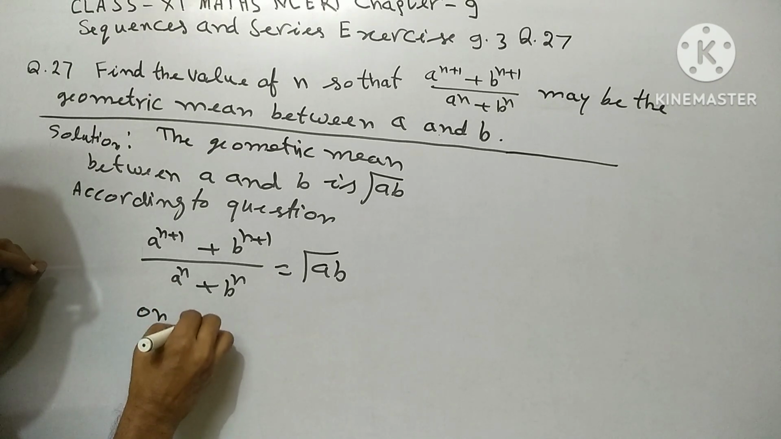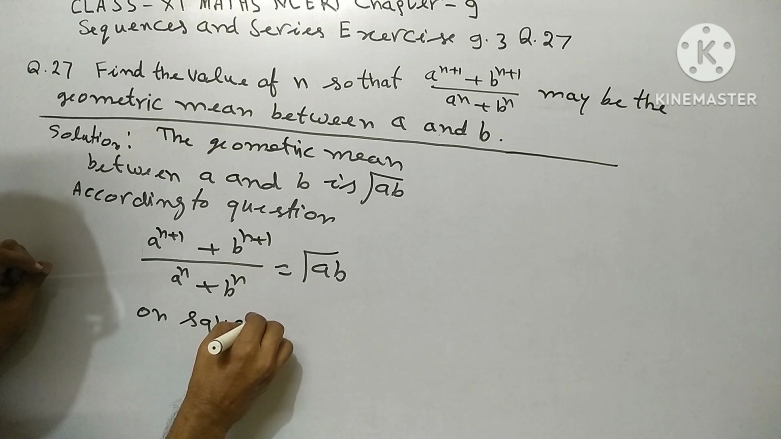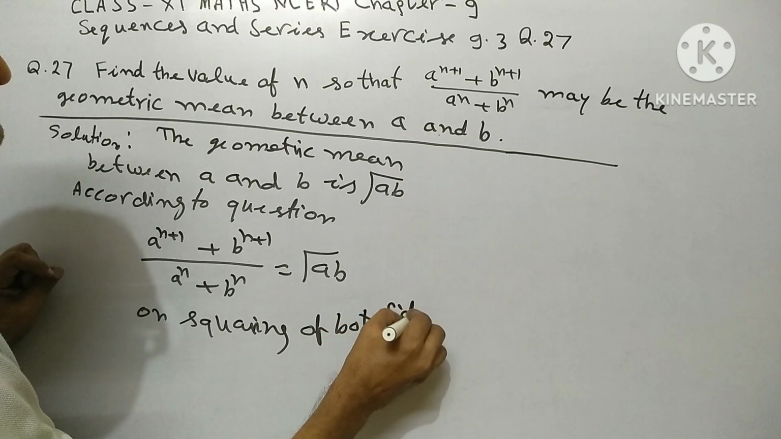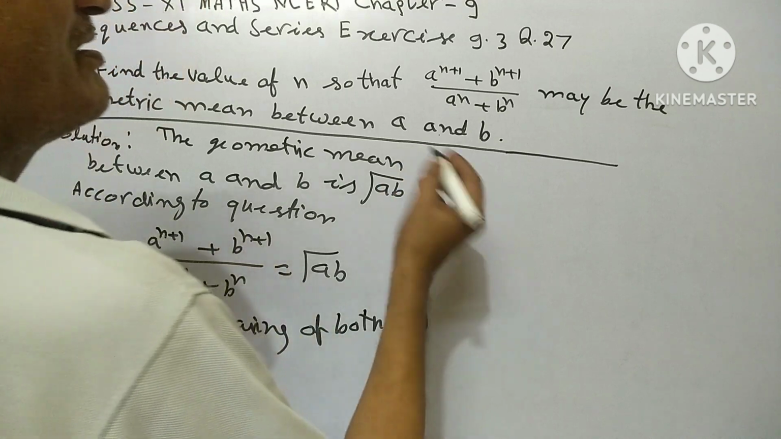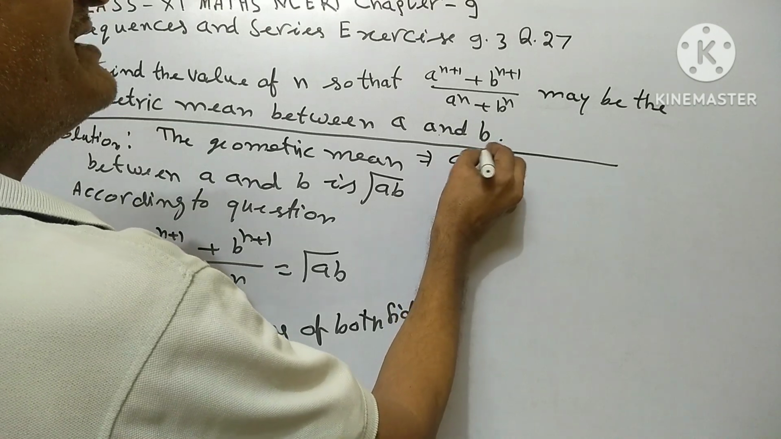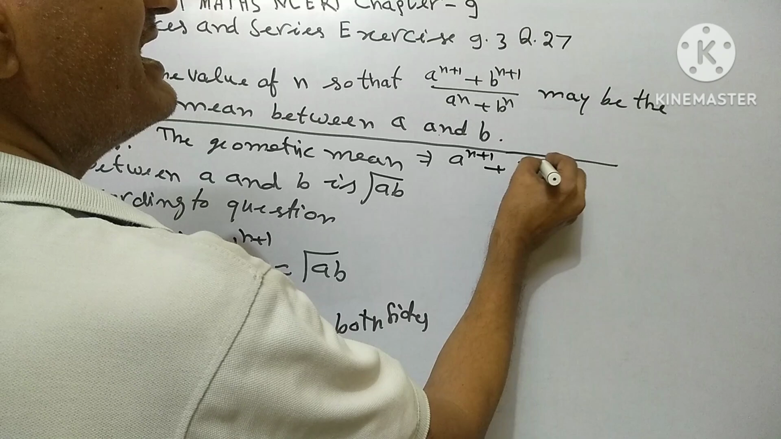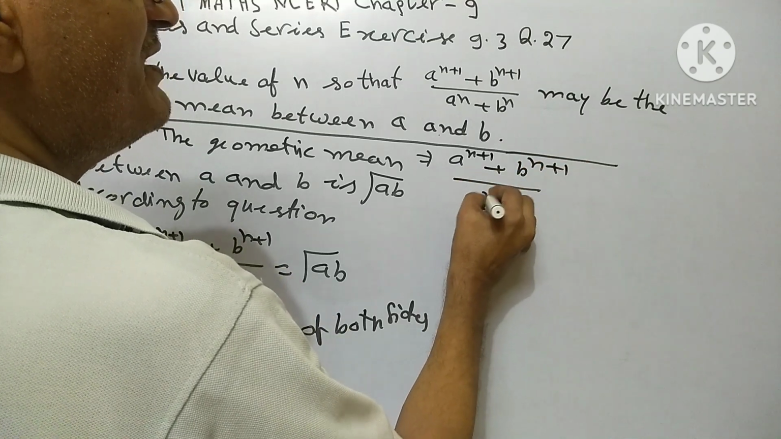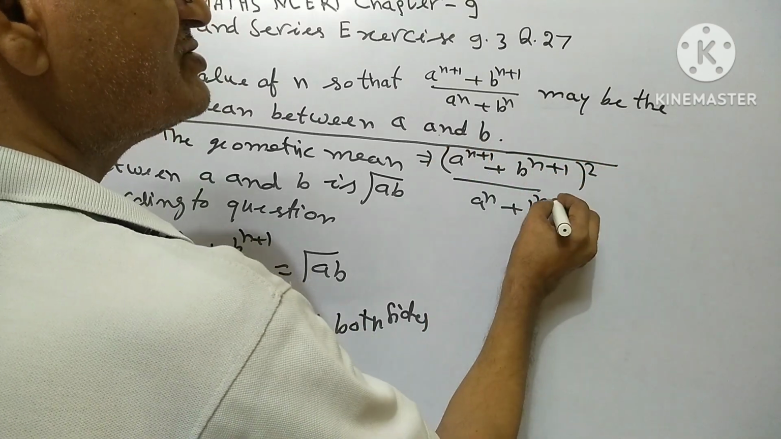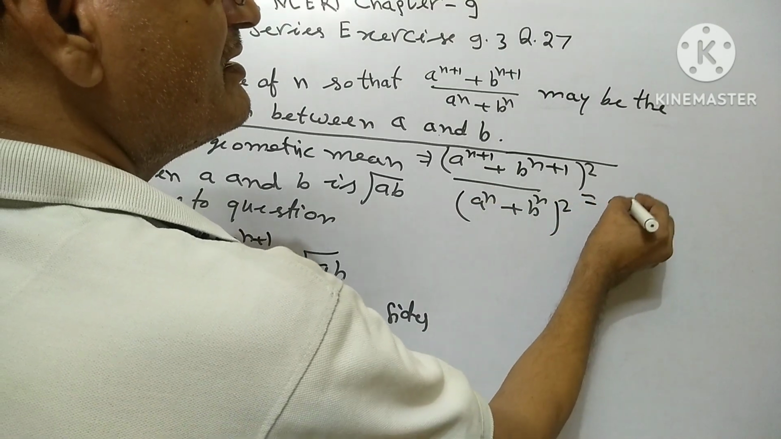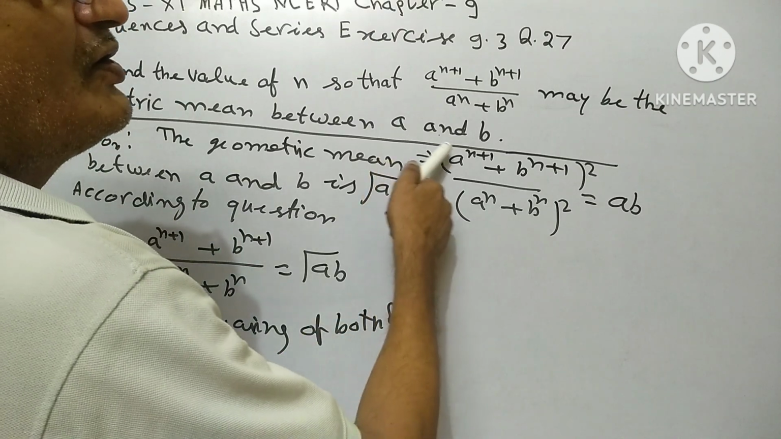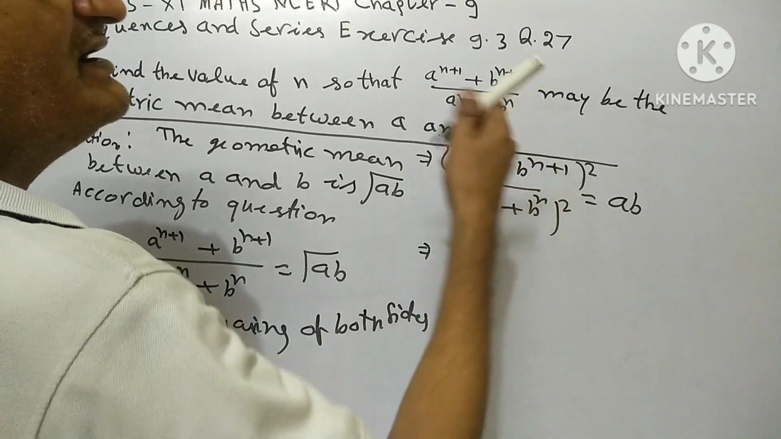Now on squaring both sides, this implies ((a^(n+1) + b^(n+1)) / (a^n + b^n))² = ab. Now cross multiply and open the square.